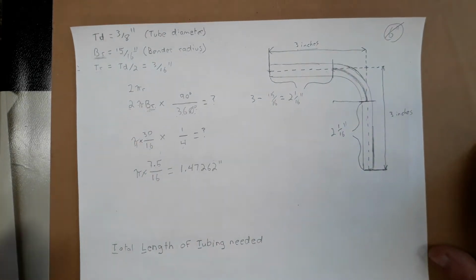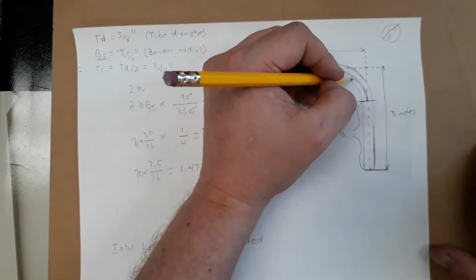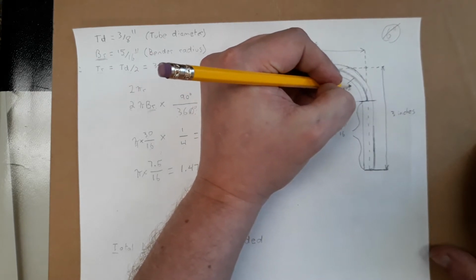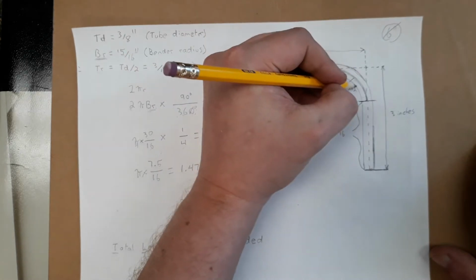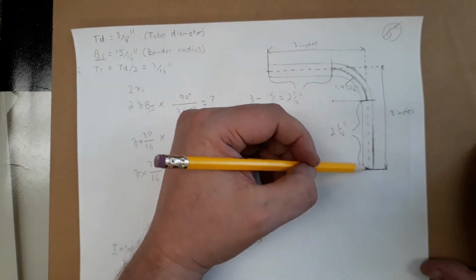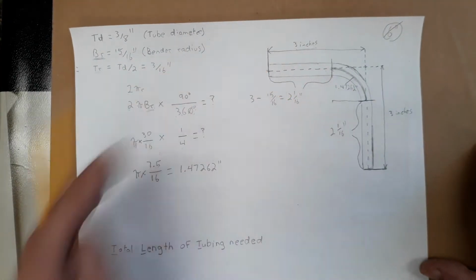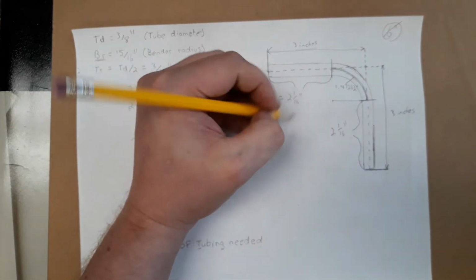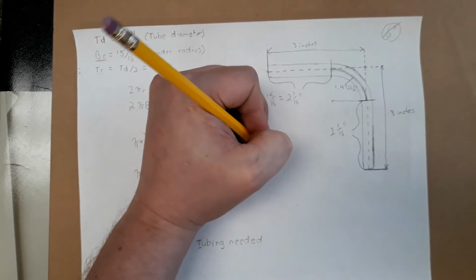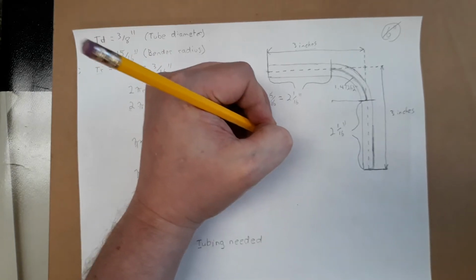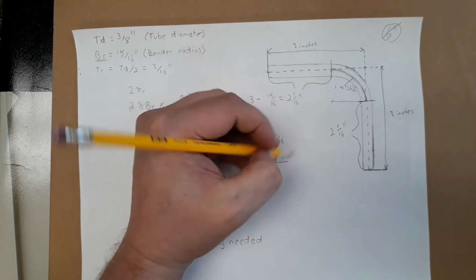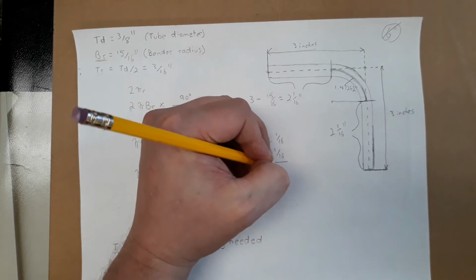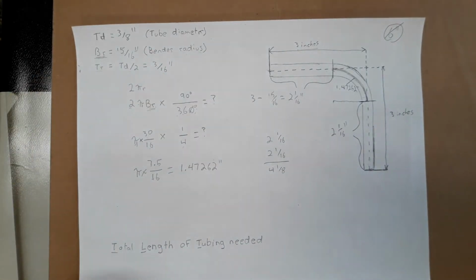All right. I'm just going to draw this out and say this is 1.47262 inches. I now have the length of every single part of tubing needed, so I can just go ahead and add those up. 2 1/16 plus 2 1/16 is going to give me 4 2/16, which will reduce down to 1/8. Right, 4 1/8.